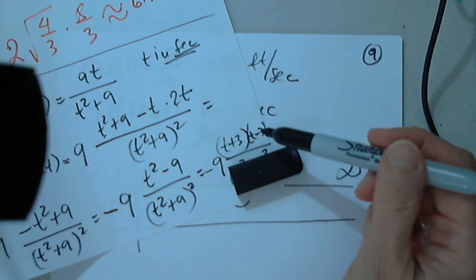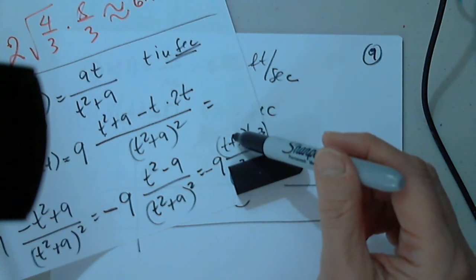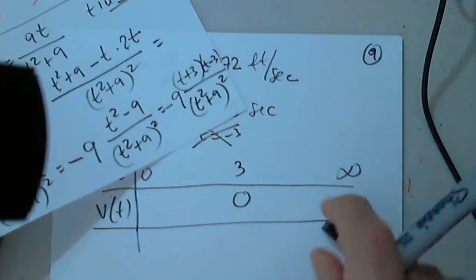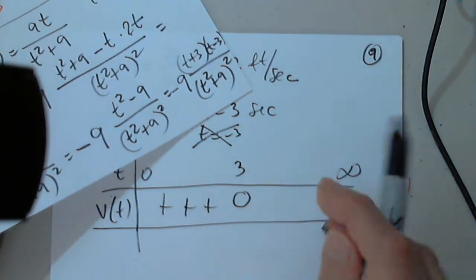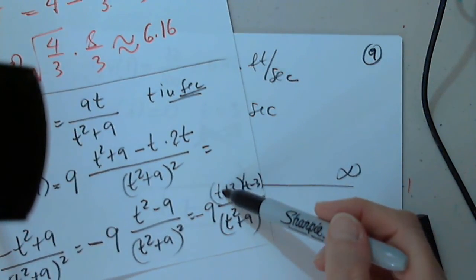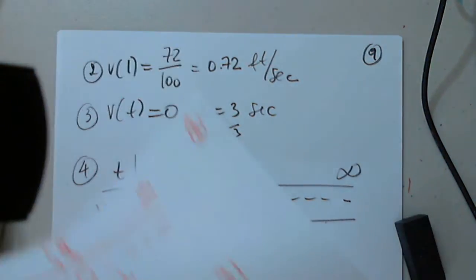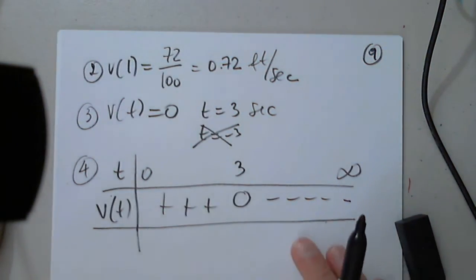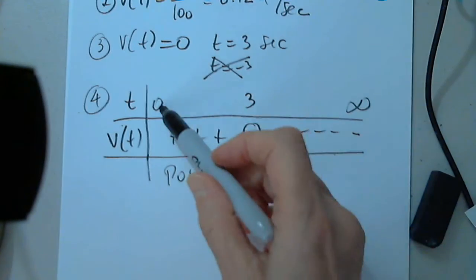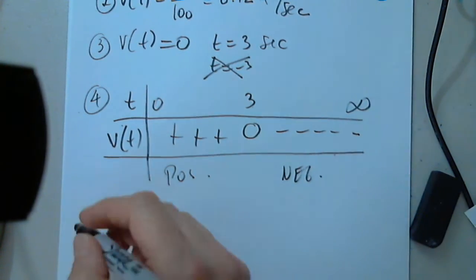So when I plug in 0, this is positive, this is negative, but negative times negative will be positive. And when I plug in 10, this is positive, but there is a negative in front. So according to this, the particle is moving in the positive direction between 0 and 3, and thereafter in the negative direction.